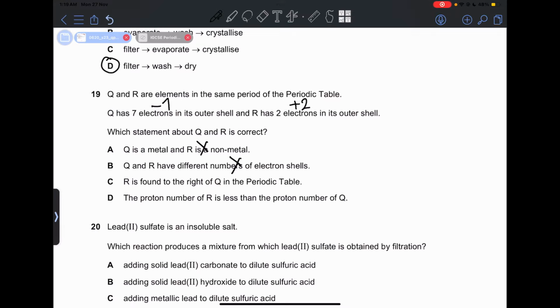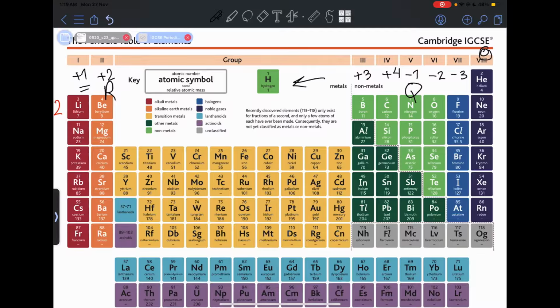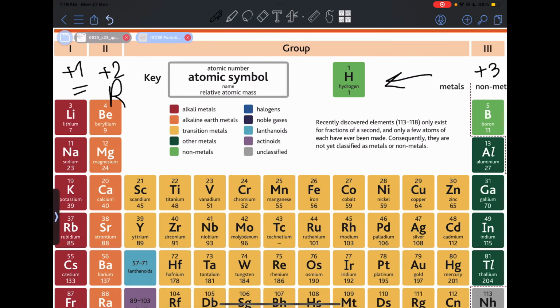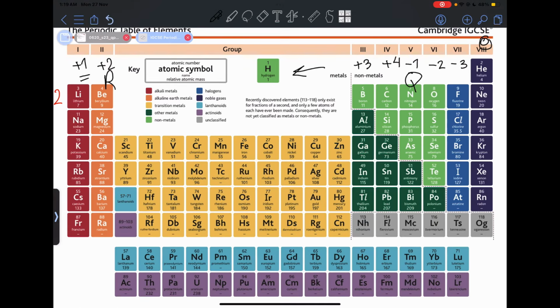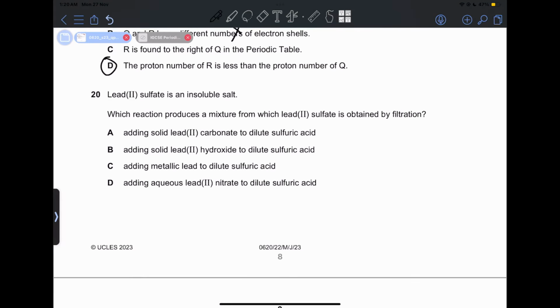D says the proton number of R is less than the proton number of Q. So we can see over here that R, for example, let's say that it's in group 2, has a lower proton number. If something is on this side, for example, let's take an example in period 2, if there's something in group 2 and then there's something in group 5, then of course group 5 will have the higher proton number than group 2. So actually our answer is going to be D.